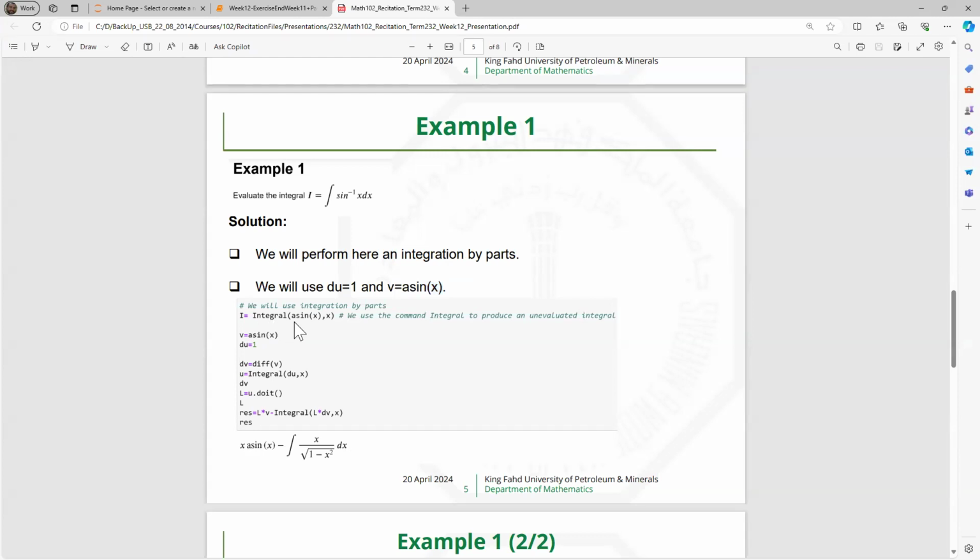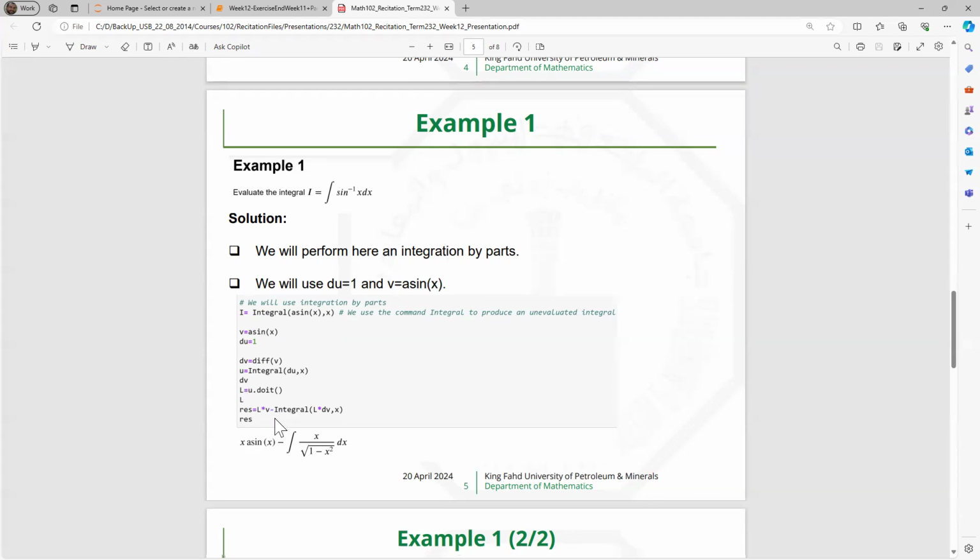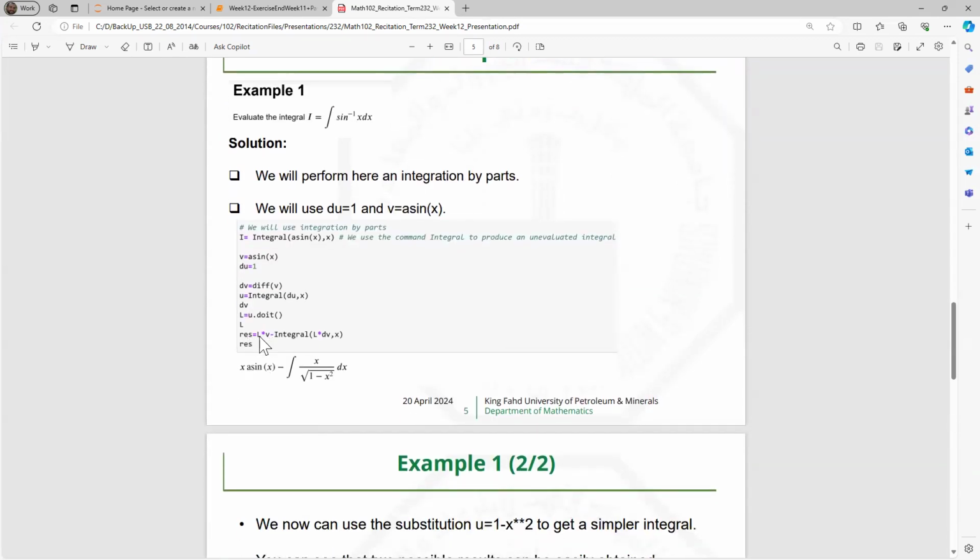So we'll define I, first of all, as the integral of asin with respect to x. Once x is correctly defined, v as asin x, du as 1, and of course dv is going to be the derivative of asin. We know it is going to be 1 over root of 1 minus x squared. And u is going to be, of course, the integral of 1, which is x. And once it's correctly defined, we will use the result here as res, as uv minus the integral of v du. Okay, so that's what we get out of the integration.